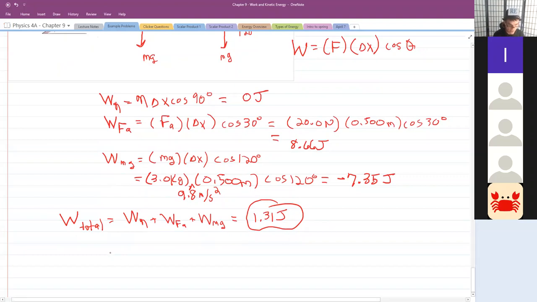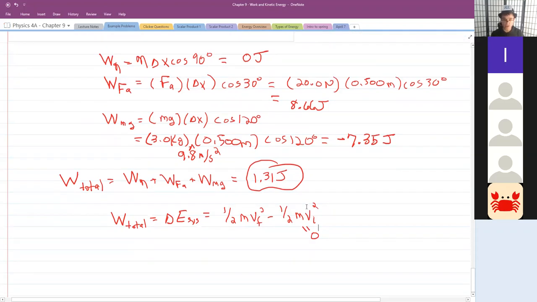So I know that the total work done by all forces is going to equal the change in energy of the system. And right now we're just dealing with kinetic energy. So it's 1/2 mv final squared minus 1/2 mv initial squared. We were told it starts from rest, so the initial speed is zero. So the initial kinetic energy is zero.